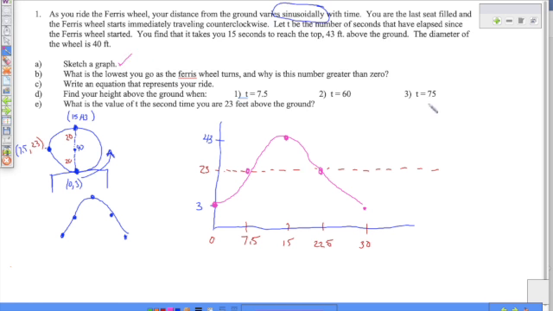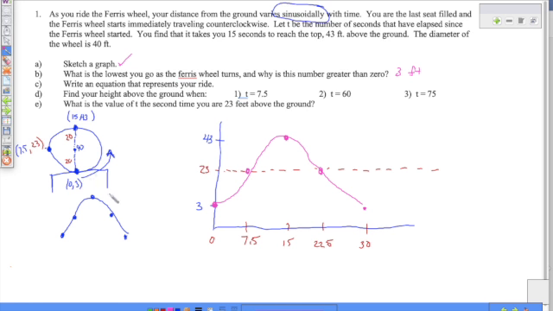That's part A. What is the lowest you go as the Ferris wheel turns, and why is this number greater than 0? So we've already determined I'm 3 feet off the ground at my lowest point. So why is this greater than 0? Well, think about it, guys. We can't have a Ferris wheel scraping the ground every single time it goes around. The Ferris wheel would break.